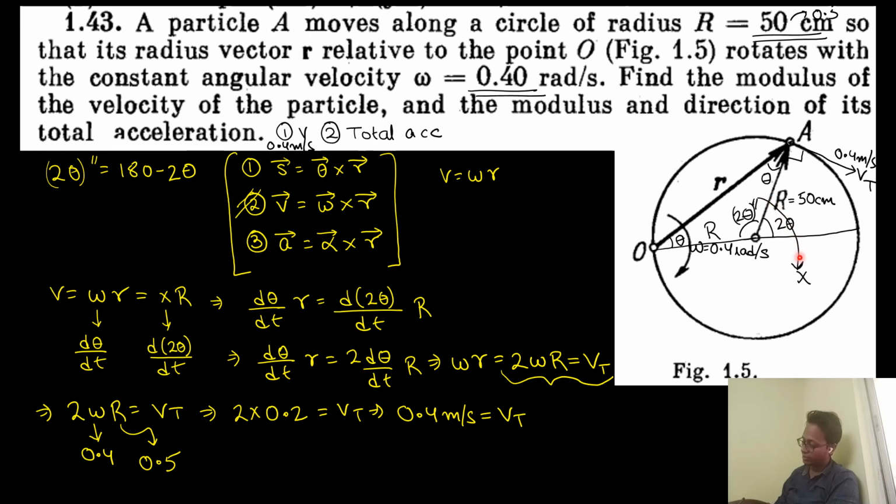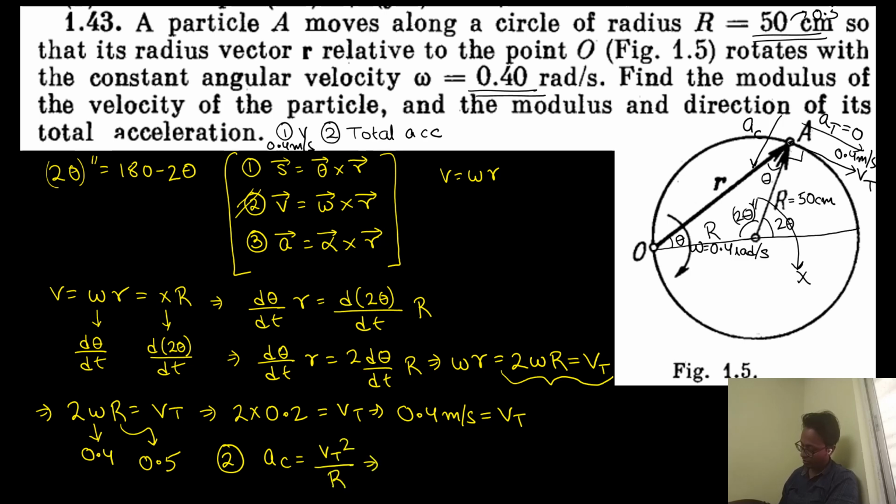Since this omega is constant, that means this tangential velocity is also constant. The radius will always remain constant, no? If the radius is constant and omega is constant, this Vt is constant. If Vt is constant, that means the tangential acceleration is 0. And in circular motion, there is another acceleration called the centripetal acceleration. And the value of centripetal acceleration, or radial acceleration, is equal to Vt square by r.